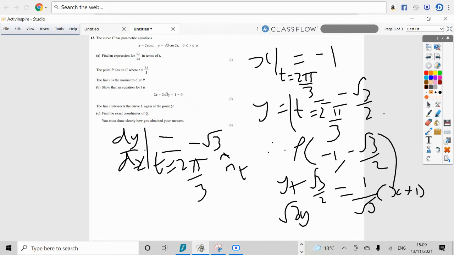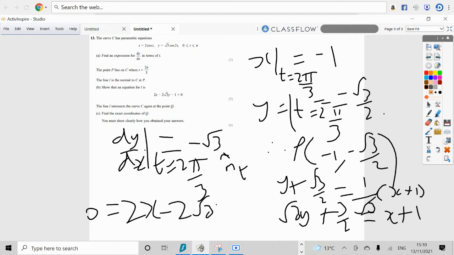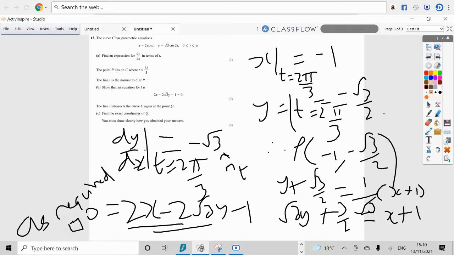Rearrange, we get root 3y plus 3 over 2 is x plus 1. Then getting everything equal to 0, and multiplying by 2, we get 2x minus 2 square root 3y minus 1. Rearranging, you get to that. Okay, as required. End of proof. So that's part B. 5 marks for that. It's a generous 5 marks, if I do say so myself.